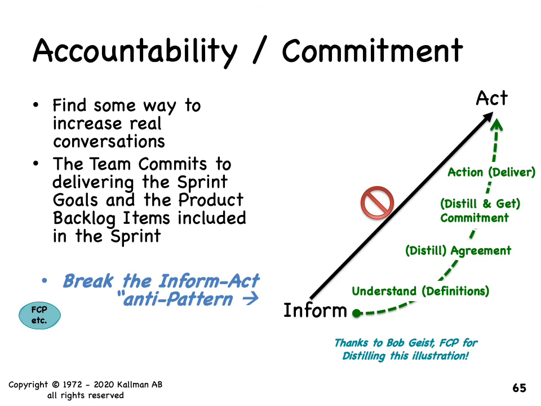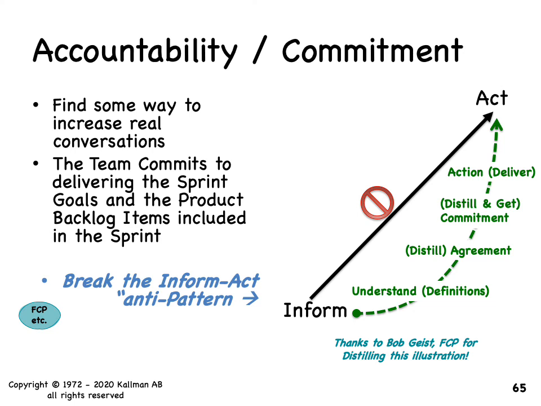If you want action, and if you want to find a way to increase real conversations and the value add of those real conversations, and if you really want the teams to commit to delivering what it is you want them to deliver, that's included in the sprint goals and product backlog items and everything that's included in the sprint, here's what's got to happen. And many thanks to Bob Geist, Flow Certified Professional, Agile Coach, for distilling and drawing this picture. It was just brilliant.